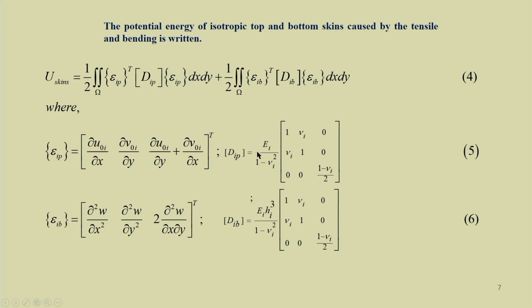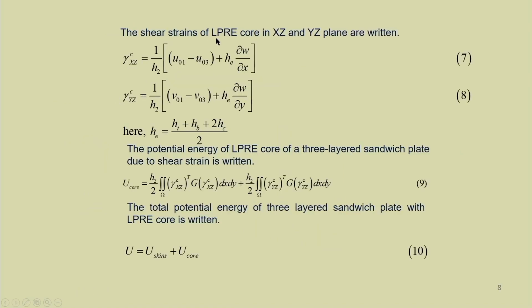Similarly, d ip can be written using this matrix: Ei by 1 minus nu square, with rows 1, nu y, 0; nu y, 1, 0; 0, 0, (1 minus nu y) by 2, where nu y is the Poisson's ratio and E is the Young's modulus of the material. Similarly, this is for the top layer and this is for the bottom layer. Then we can write the shear strain energy also for the LPRE in the xz and yz planes. So now the potential energy of the LPRE core for the 3 layered sandwich plate due to shear strain is written in this form.